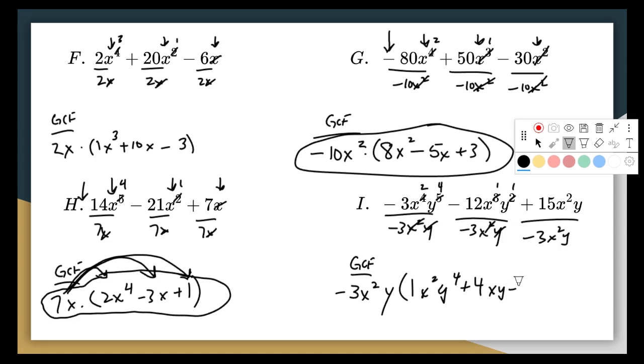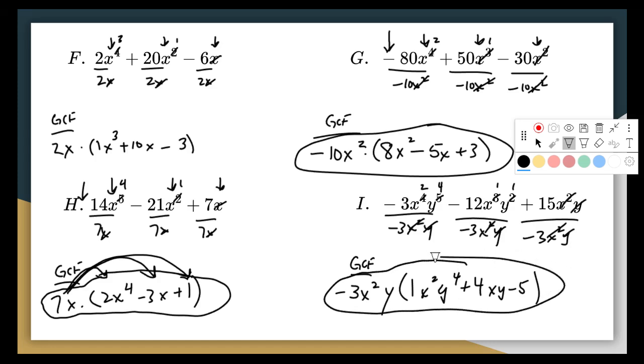15 over negative 3, negative 5. 2 powers of x up top, 2 on the bottom. Now they knock each other out. There's no powers of x left. 1 power of y up top, 1 on the bottom. They knock each other out. There's no powers of y left. And this is my answer. And that's how you factor a GCF.